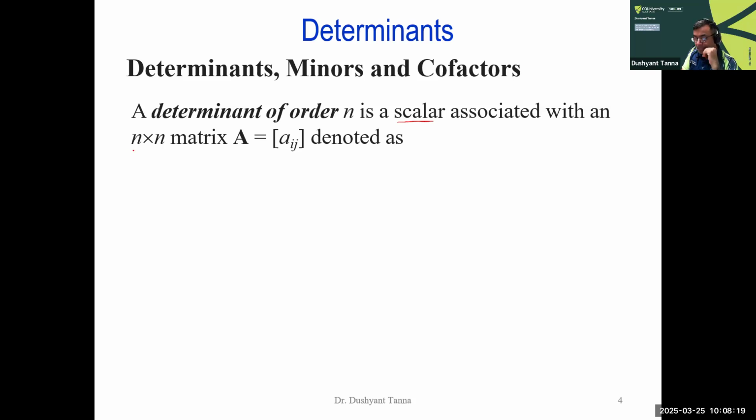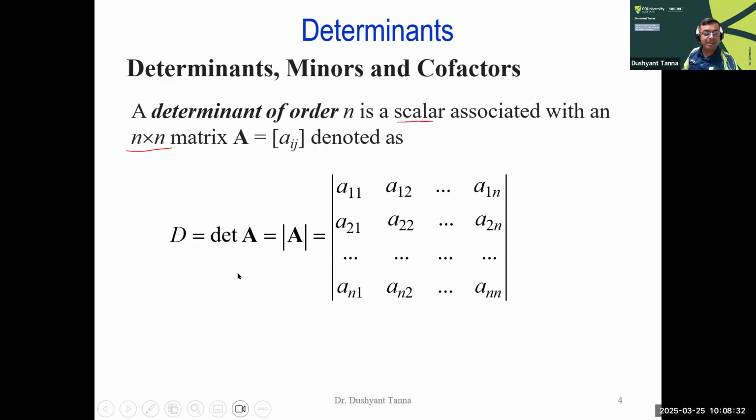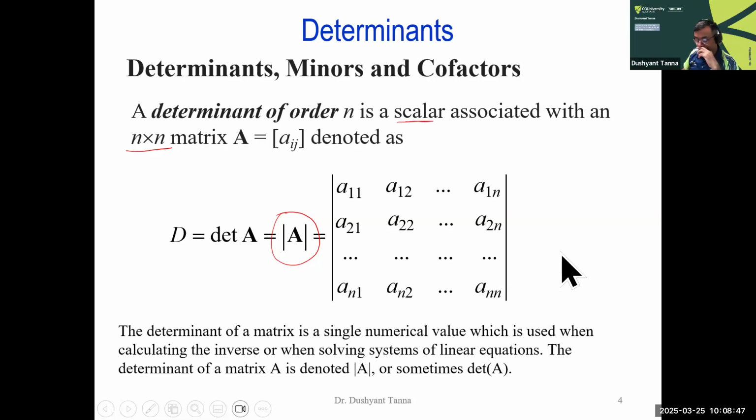Another thing to note is that the determinant is only possible for a square matrix, whose number of rows and columns are the same. The determinant of A is written as det A, or with vertical lines, like the absolute value, but we don't call it absolute value, we call it determinant A. It is a single numerical value which is used when calculating the inverse or when solving a system of linear equations.